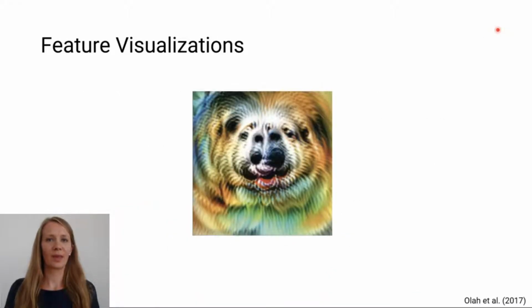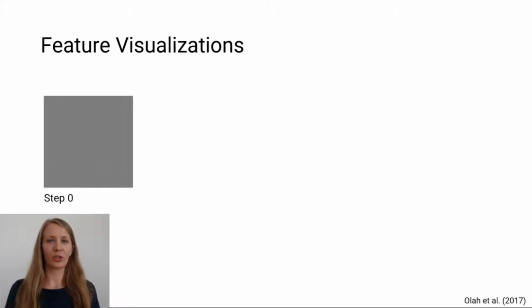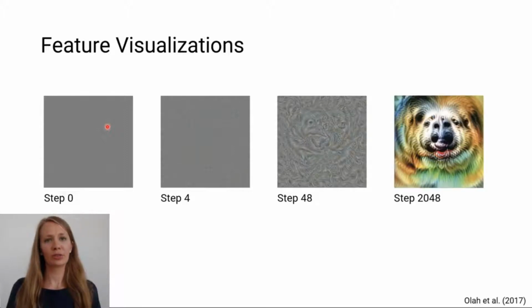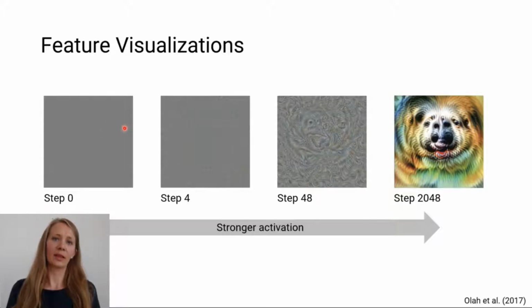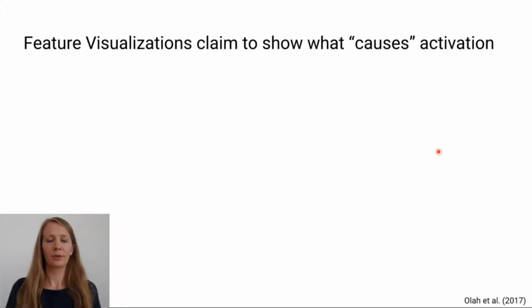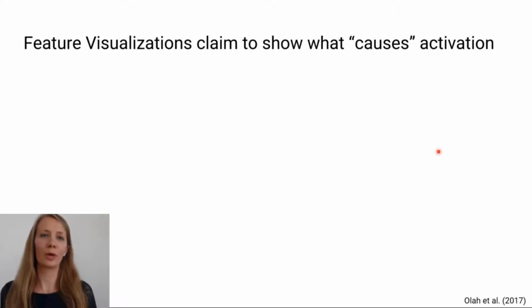Feature visualizations are a popular explanation method for CNNs. To produce feature visualizations, you start out with, for example, a random noise image, and then iteratively leverage gradient ascent to maximize the network's activation. Some of these synthetic visualizations, like this one here, show quite interpretable structures. In fact, feature visualizations are believed to isolate and highlight exactly those features that cause a unit's response.